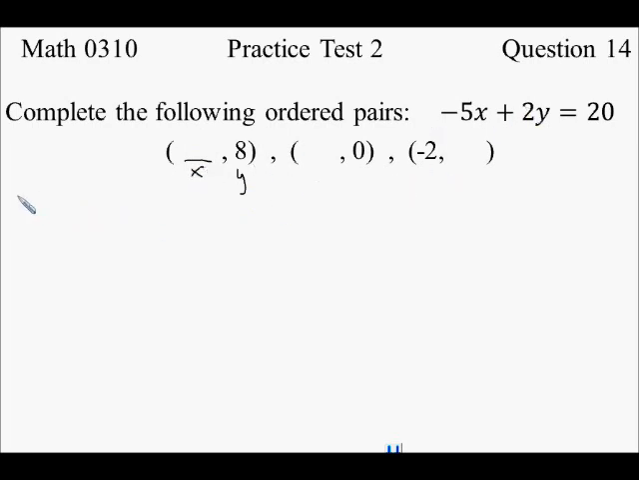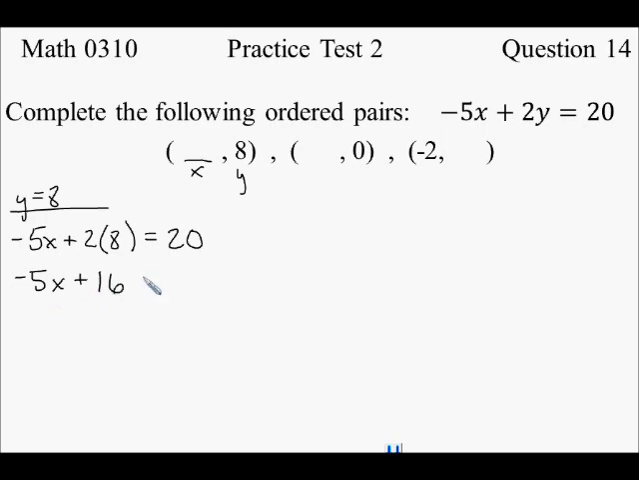So for the first one, they're telling us y equals 8. So if y equals 8, then that would give us negative 5x plus 2y, 2 times 8, equals 20. And now we just simplify here. So we have negative 5x plus 2 times 8 is going to be 16 there, equals 20. And now we solve for x, so we want to get rid of this non-x term here. Opposite of plus 16, we subtract 16. And so here we get negative 5x. That's going to go away. 20 minus 16 is 4.